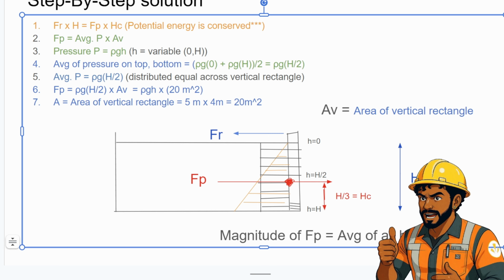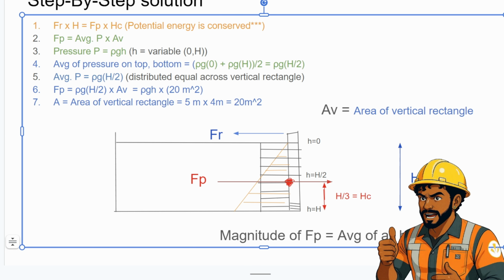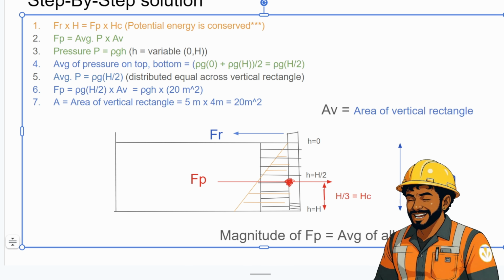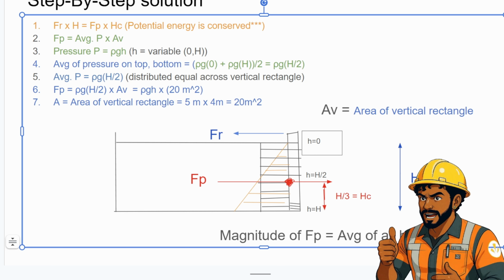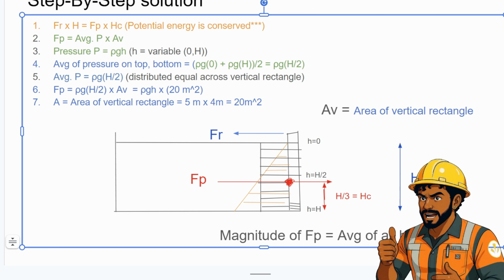But since it is extremely difficult to calculate the force of pressure from a triangle, we are going to convert this triangle into a comfortable rectangle. And how am I going to do that? You might be wondering. Let's come to that. Because the height at the top is equal to 0, the pressure at the top will be rho g times 0, which is nothing but 0. The pressure at the bottom, however, will be rho g times h, which is rho g h.